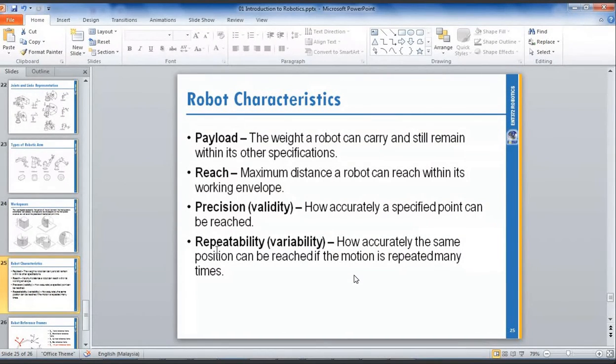But this robot, the Dobot Magician that you will use in the lab session, the precision is 0.01 mm. It's very good precision. That's why this robot can perform 3D printing and also laser engraving.